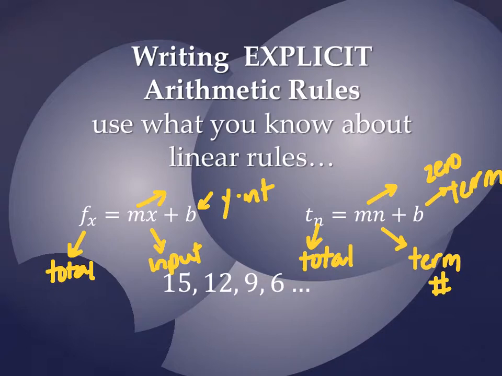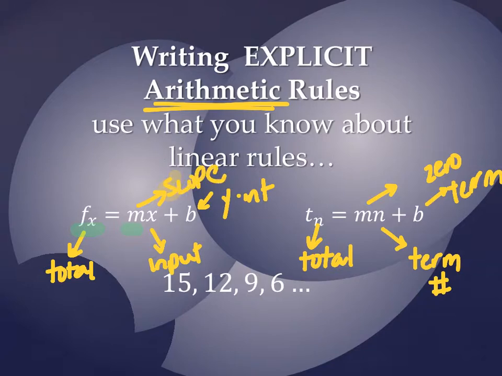So when we're writing explicit rules, right now focusing on arithmetic, you're going to use what you already know about y equals mx plus b or f of x equals mx plus b. The f of x stands for the total, the m stands for the slope, the x stands for the input, and the b stands for the y-intercept. The m stands for the slope, how it grows.